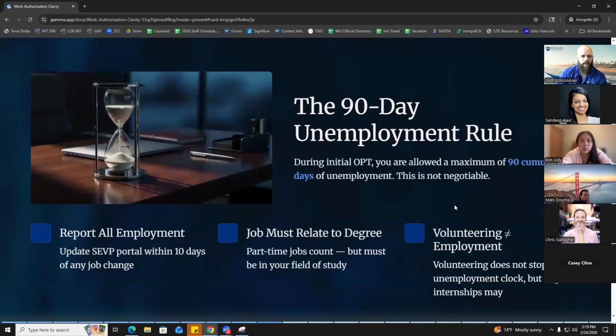I talked about this a little bit already, the 90-day unemployment rule. Under the current administration, they are more strict about it than maybe previous administrations were. They've actually added an unemployment counter to student records, which has never been done before. So when I log into a student's record now, I can see exactly how many days of unemployment they've had. So it's important that you report your employment in a timely manner. Regulations say you're supposed to do it within 10 days.